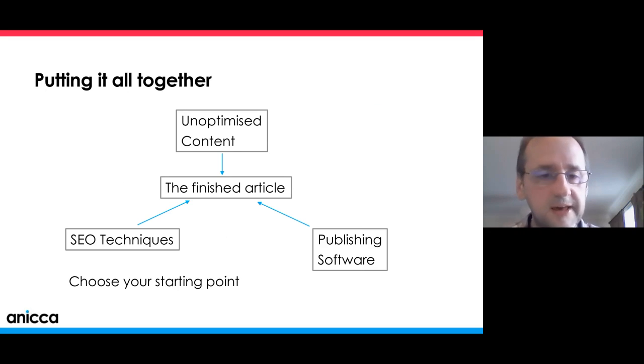So, putting it all together, choose your starting point, but these to me are the three elements that you have to have in mind. What is your, should we say, pure unoptimized content, writing from the heart? Your SEO techniques are obviously part of it, and the software as well, I would say, is a significant influence. Not the main one, but something to bear in mind. But whichever works best for you, choose one of those, probably not the software, as your starting point to come up with your finished article. But always bear all three in mind as you're going along, whichever one you start from.